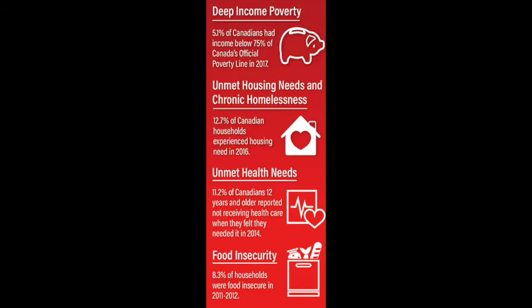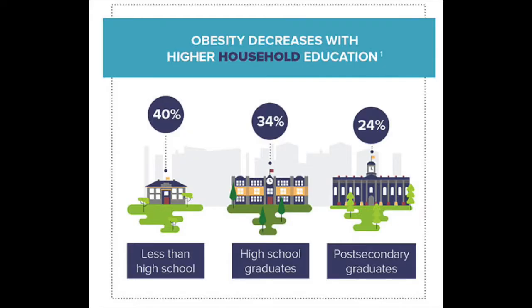This image came directly from the Statistics Canada website. 5.1% of Canadians had income below 75% of Canada's official poverty line in 2017. 12.7% of Canadian households experienced housing need in 2016. 11.2% of Canadians 12 years and older reported not receiving health care when they felt they needed it in 2014. 8.3% of households were food insecure in 2011 to 2012. It is important to foster learning and provide successful environments as an educator because, as shown in the image above, it lowers obesity rates, therefore lowering the burden on the healthcare system.